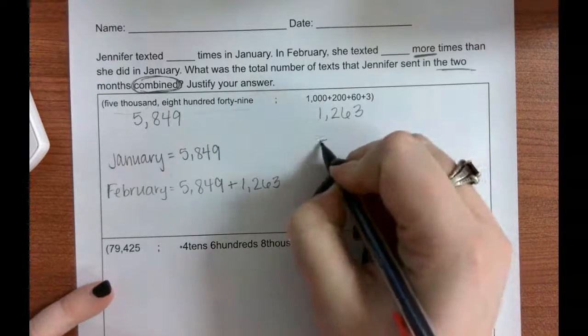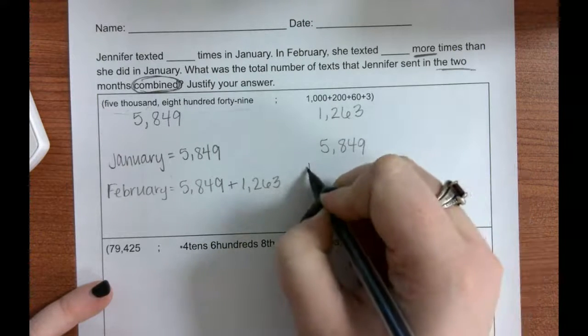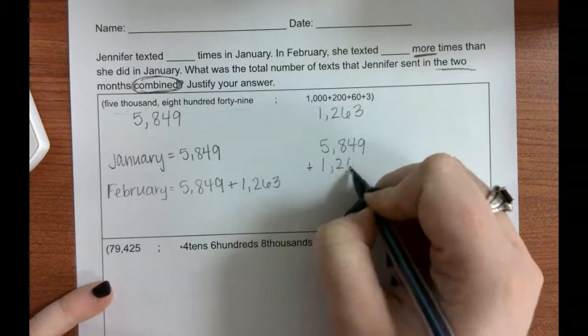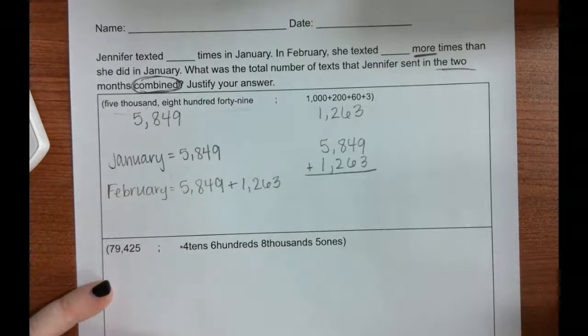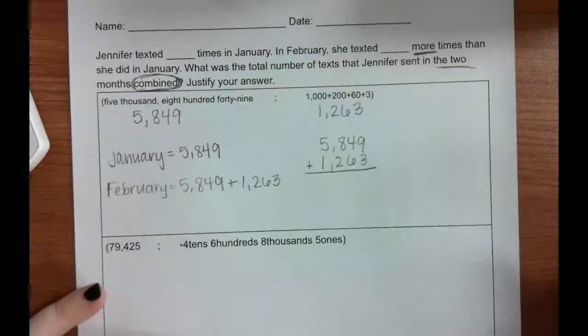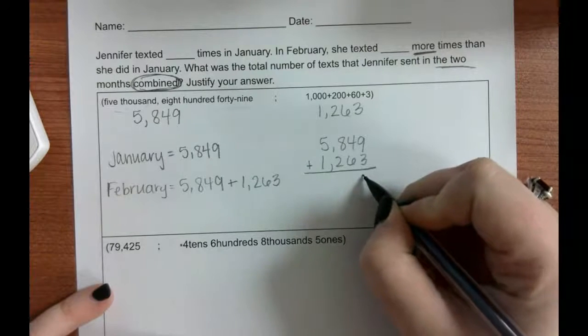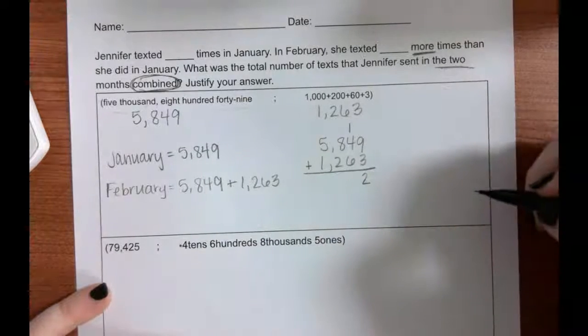So I'm going to set it up like standard algorithm. So I'm going to say 5,849 plus 1,263. Okay. Where do I always start? In the one spot. 9 plus 3. What's 9 plus 3? 12. So I have how many ones? 2 ones. And carry the 1, my 10.